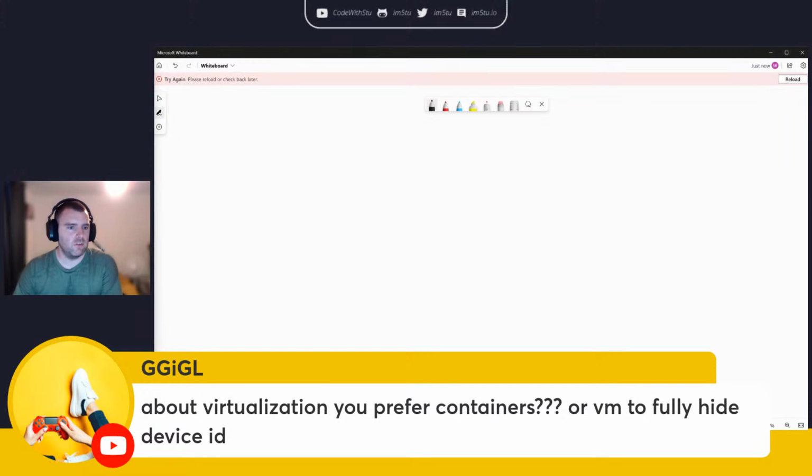GG asks about virtualization. Do you prefer containers or VMs to fully hide the device ID? For me personally, it's always containers. If I'm developing them now, I'll run them on one of two things, technically three. The first one will be AWS Fargate.